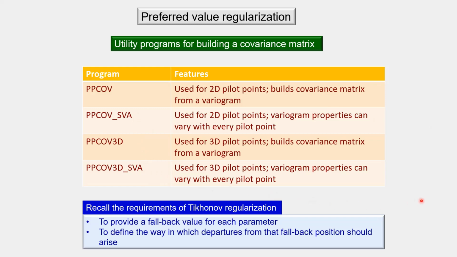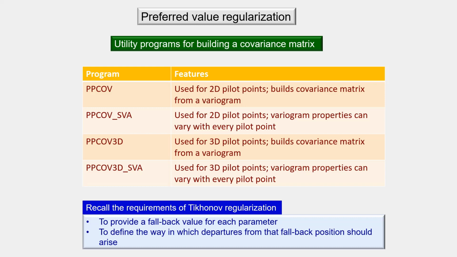Recall again the precepts of Tikhonov regularization. There must be a fallback position for every parameter that's provided through the prior information equations that give a preferred value for every parameter. Tikhonov regularization must also specify the manner in which we would like departures from that fallback position to occur. That's specified through the covariance matrices that we supply for each group of prior information equations that pertains to the pilot points for a certain parameter type in a certain layer.